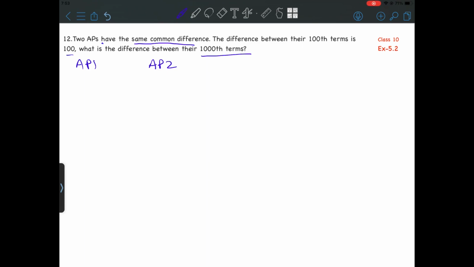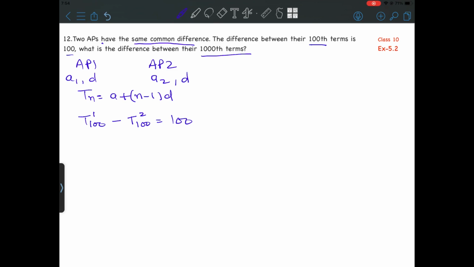So for AP1, the first term is A1, and for AP2, the first term is A2. But the common difference is the same as per the question, so the common difference will be D for both of the APs. Now it says that the difference between the 100th terms is 100. We know the formula of the nth term: Tn is equal to A plus (n minus 1) into D. So for AP1, the 100th term, T100 of the first AP, minus T100 of the second AP, is equal to 100.